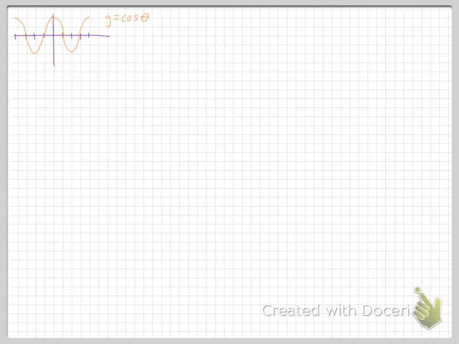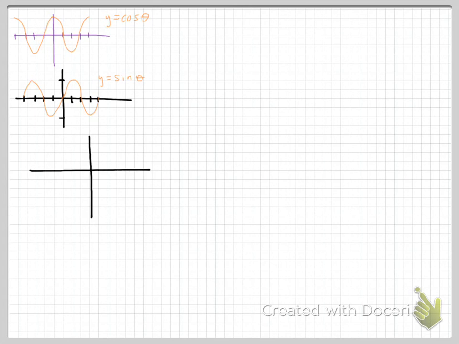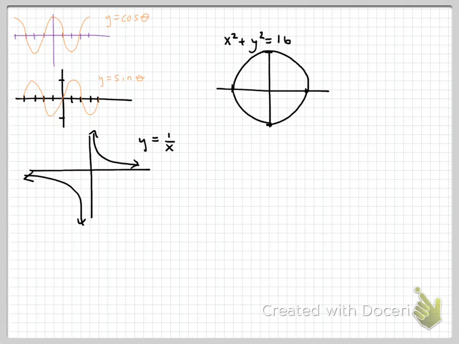So if we look at the trig function like cosine, this guy right there, if we look at the trig function sine, if we look at a hyperbola, and if we look at maybe a circle of radius 4, we can ask ourselves, will this look the same if I flip it on both the x and the y, or just on the y, or will it not look the same at all?